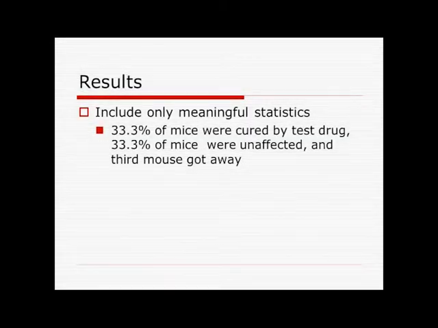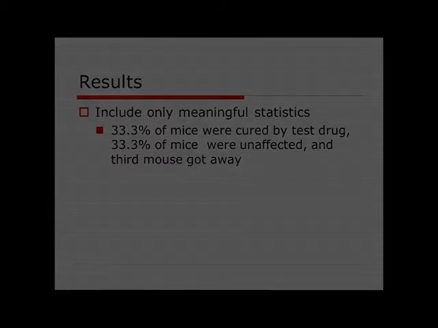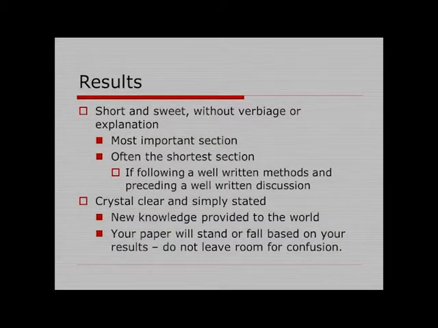We only want to include meaningful statistics. So in this case, 33.3% of the mice were cured by the test drug, 33.3% of the mice were unaffected, and the third mouse got away, right? Like, okay, that doesn't mean anything, right? That doesn't tell you whether the drug was effective or not. So just don't even include something like that.